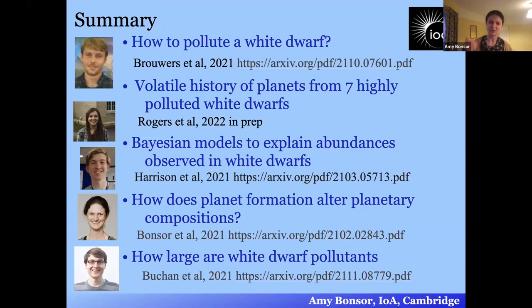I'll finish up by talking about two projects that look into how planet formation can alter planetary compositions, using white dwarfs as a tool, and then using the abundances that we observe in the atmospheres of white dwarfs to determine the geology of those planetary bodies, and also how we can use those geological features to determine how large the planetary bodies were that were accreted by those white dwarfs, in a really nice study by Andrew Buchan.